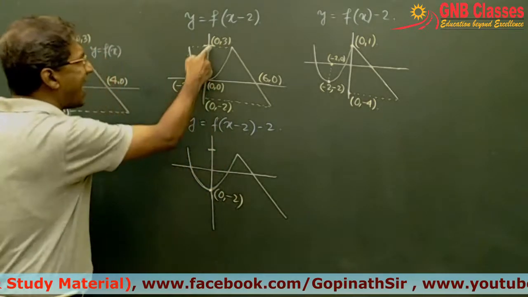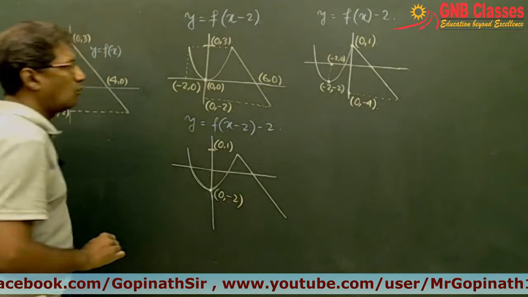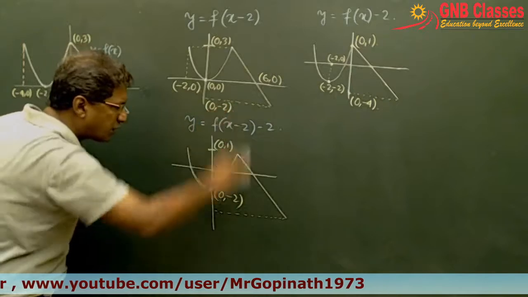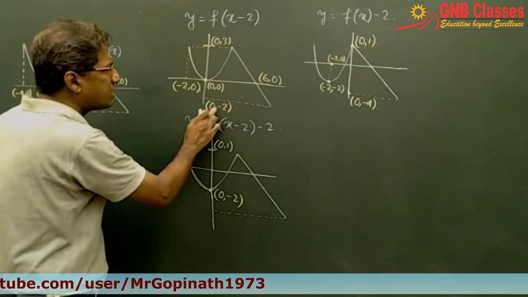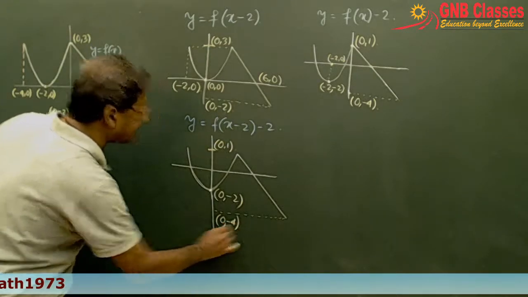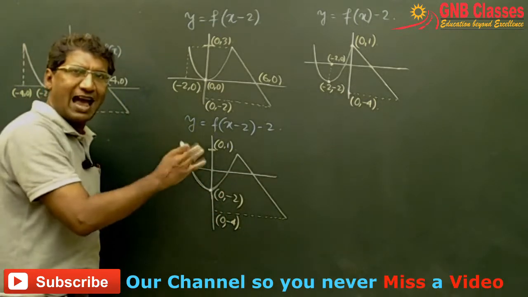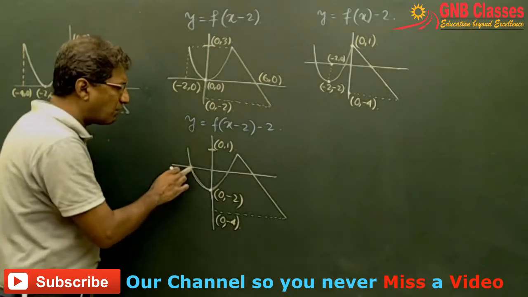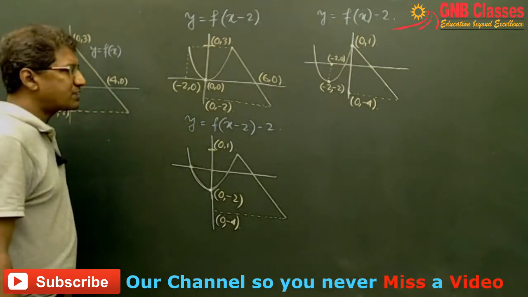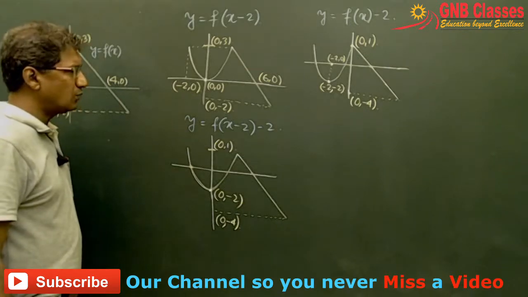Now, this point was actually (0, 3), but you have taken 2 units down, so this point will now be (0, 1). Is it clear? This point, since it has been shifted 2 units down, in the previous case it was (0, minus 2), now it will become (0, minus 4). Am I correct? Where this curve will intersect the x-axis, I don't know. Since I don't know the equation of the curve, we cannot find out this point and this point. But this will be the final status of this curve y equals f(x minus 2) minus 2. Is it clear to all of you?